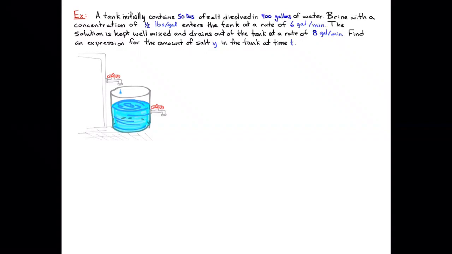And so when we want to solve this differential equation, we want to start by defining our variables. T equals time measured in minutes, and Y equals pounds of salt in the tank.